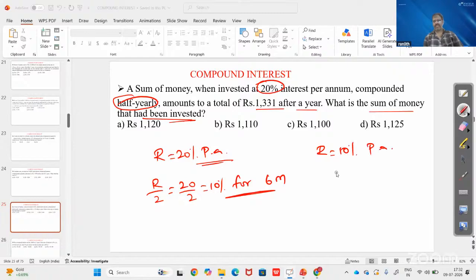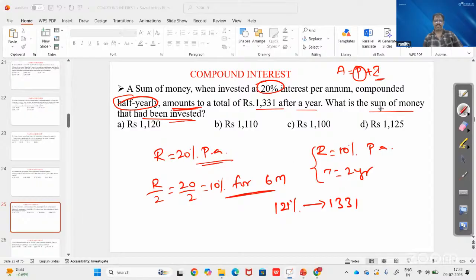Then the time period is equal to 2 years. Then the rate of interest we are getting is 21%. So that will be equal to the given amount. Amount is nothing but principal plus interest. So we know principal is always 100, interest we are getting is 21. So that will be equal to 121. So 121 will be equal to 1331.